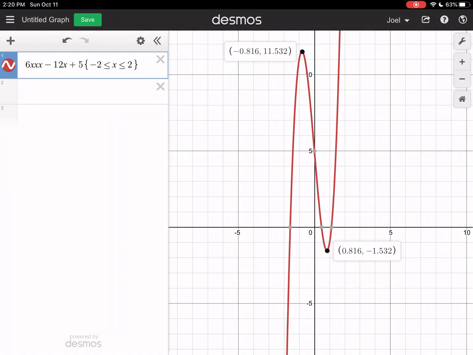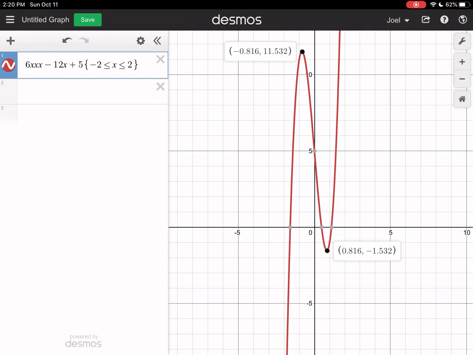So here it is. They wanted to know what the local max and local minimum are. Okay, so at what x value does that happen, and then what are they? So if we look here, it happens at -0.816, and the local maximum would be 11.532. Okay, I just tapped on the graph, and it brought these points up. So you just tap on these, or click on them if you're on a computer.